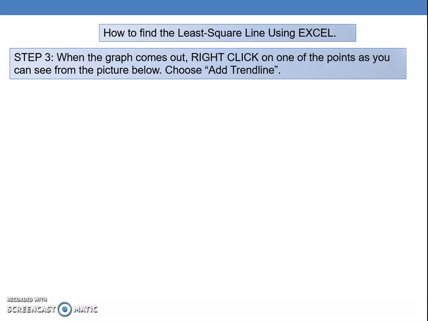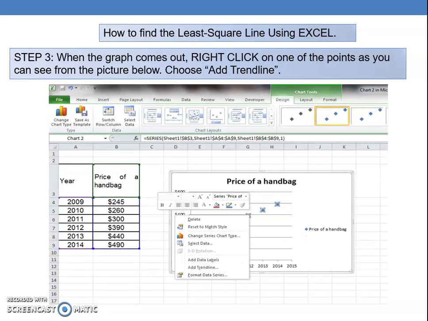Now, when the graph comes out, you would right-click on one of the points, as you can see from the picture below. If you're using a Mac, you don't have a right-click, so you would just click maybe on one of the points, and you are going to look for this one right here. What you would want to click is the one that says Add Trendline. So you don't click anywhere outside your graph. You have to specifically click on one of the points, not outside, not there, but one of the points.